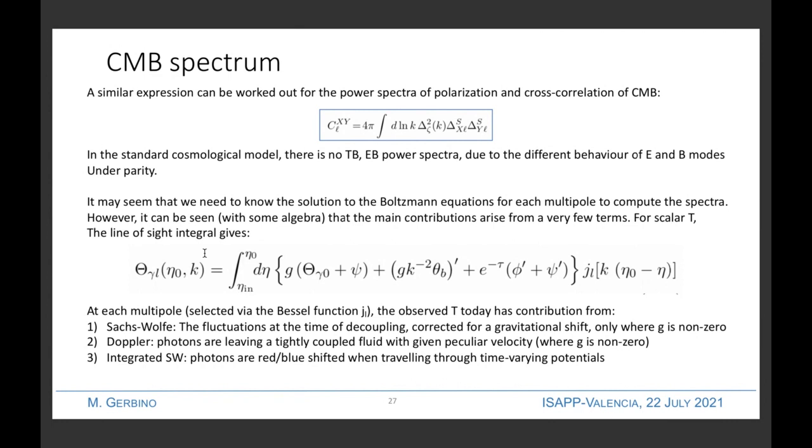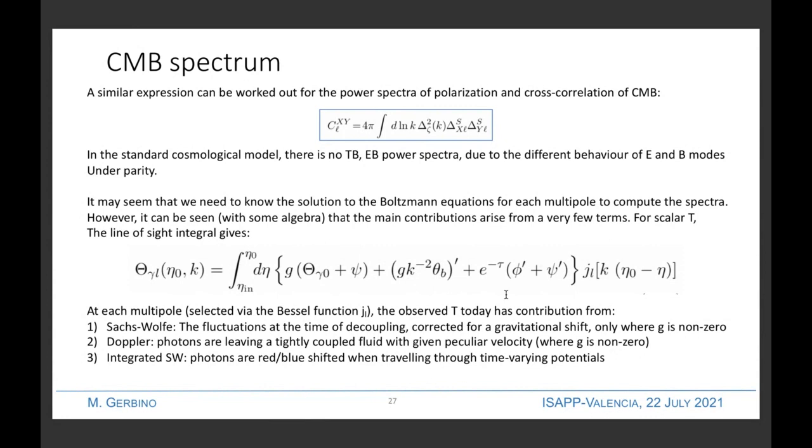You end up with this very simple expression for the temperature CMB field observed today. And the CMB field as a function of the multipole only depends on three different terms that are weighted by this function here, which is the Bessel function. And the Bessel function comes from the harmonic expansion of the exponential term in the Fourier space. So the dependency on the multipole is carried by the Bessel function, which takes a different shape depending on the multipole. But the physics here is carried always by the same three terms that appear in these curly brackets in this expression. These terms are the Sachs-Wolfe contribution, the first term, the Doppler contribution, the second term, and finally the integrated Sachs-Wolfe contribution here.